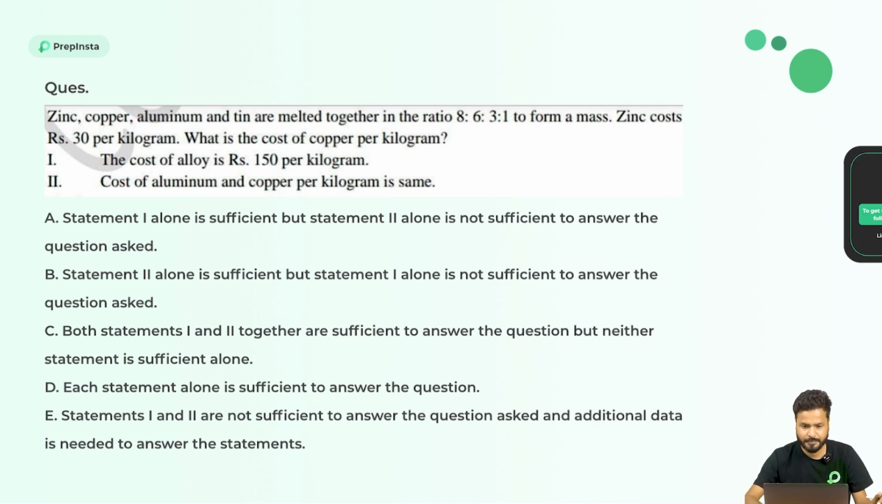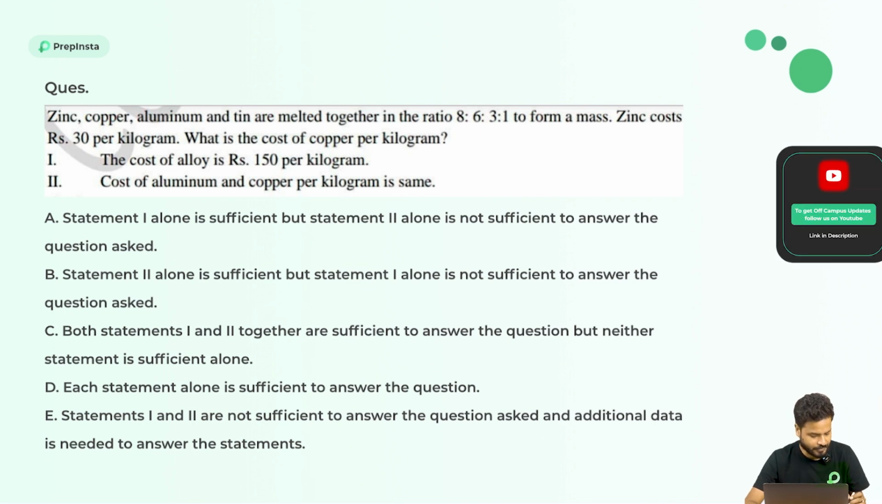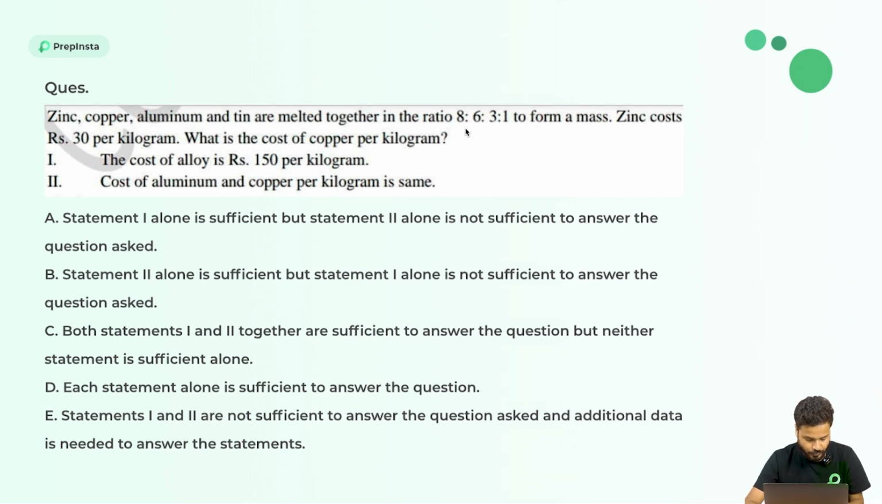Okay, so guys, this particular question, how do we solve this? They've told us zinc, copper, aluminium and tin are melted together in the ratio 8:6:3:1 to form a mass or an alloy. Zinc costs ₹30 per kilogram. What is the cost of copper per kilogram? So what you will do here, you will try to create some equations from here. You know the value for zinc, let's say zinc is 30, right? You will say zinc plus copper plus aluminium plus tin in the alloy is 150 per kilogram. You know, cost of aluminium is equal to cost of copper, more or less.